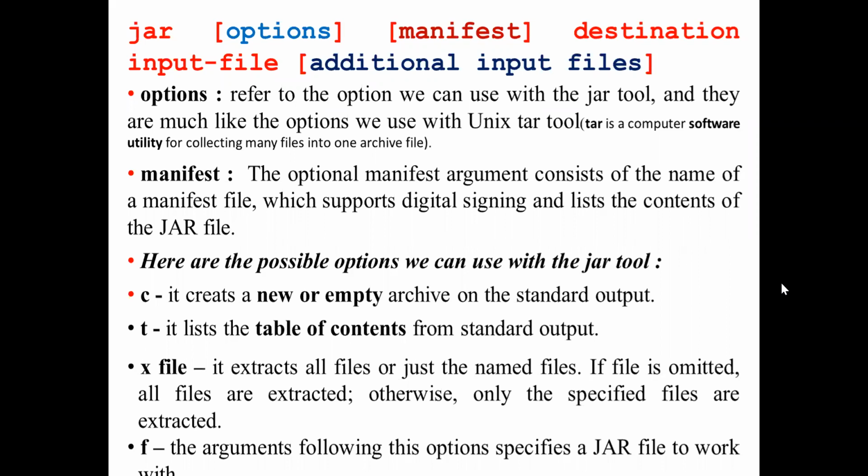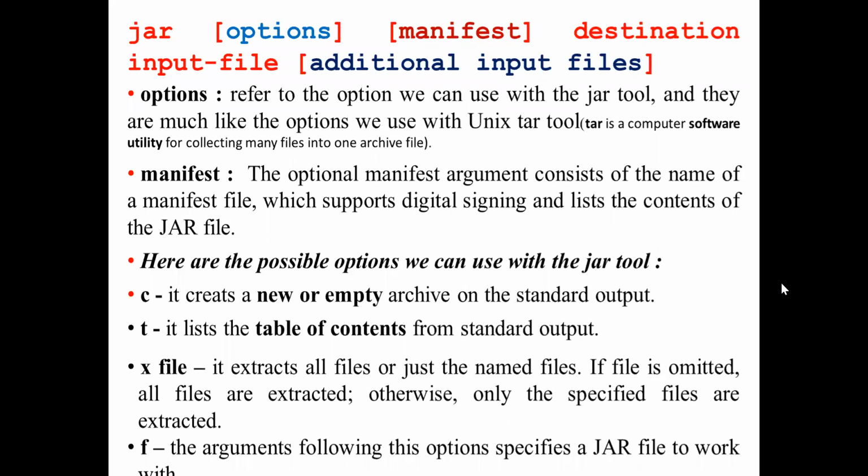What do you mean by options? Options are what we use with the jar tool, and they are much like the options we use with the Unix tar tools. What do you mean by tar tools? That is the Unix tar tool, a computer software utility for collecting many files into one archive. So option means we can use it with the jar tool.